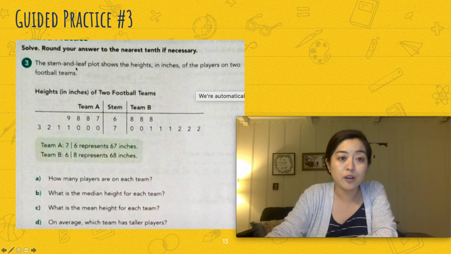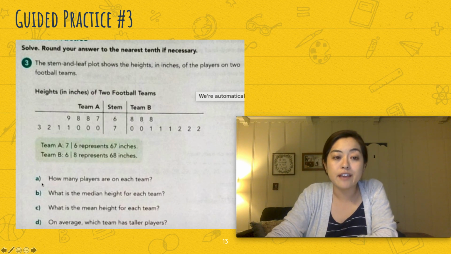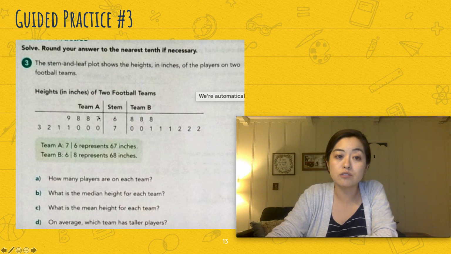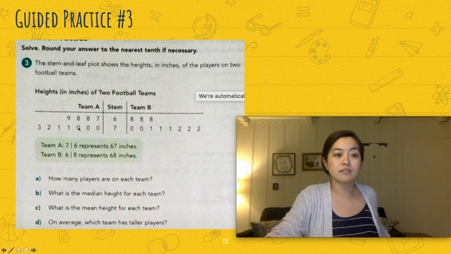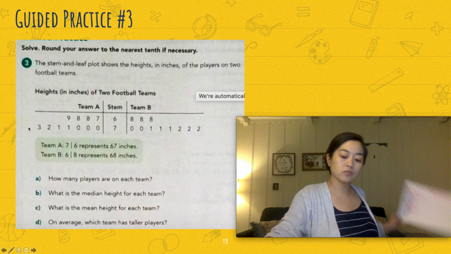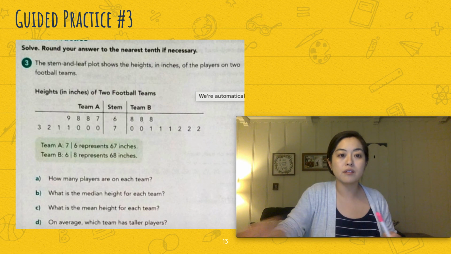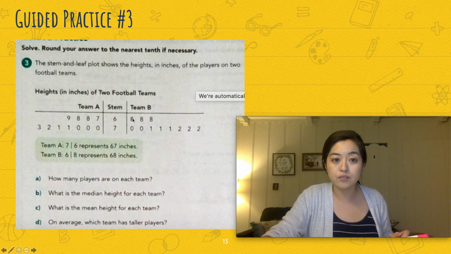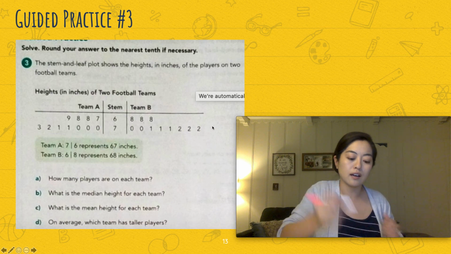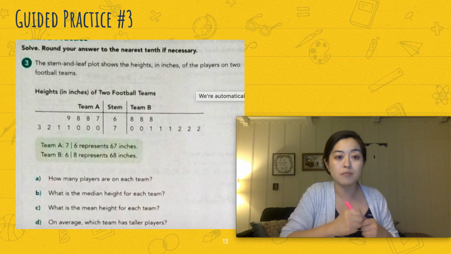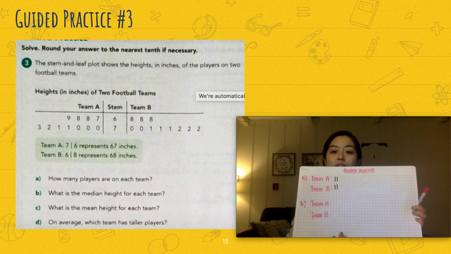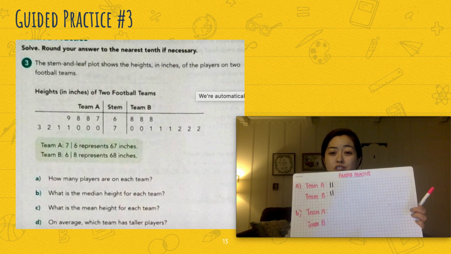So this, I hope you read it already. It says A, how many players are on each team? So what we can do is just count the number of leaves. Ready? 1, 2, 3, 4, 5, 6, 7, 8, 9, 10, 11. Oh, there's 11 players for Team A. And then what about for Team B? Let's count the number of leaves. 1, 2, 3, 4, 5, 6, 7, 8, 9, 10, 11. There's 11 players for Team B. Okay, so Team A and Team B have 11 players each.